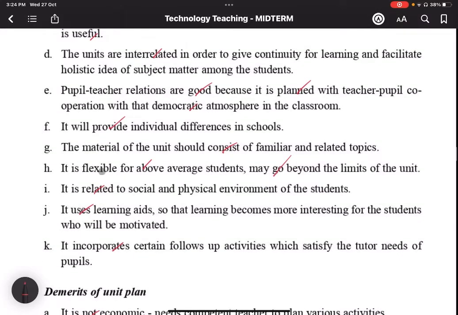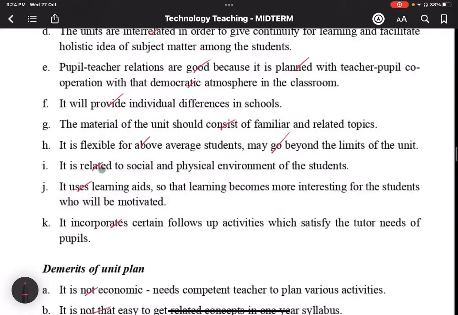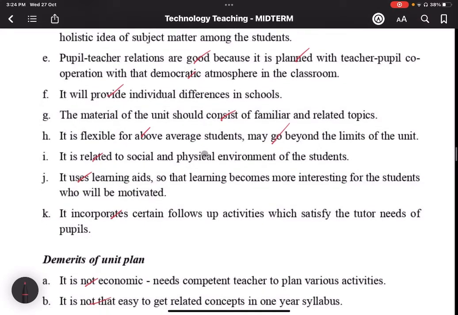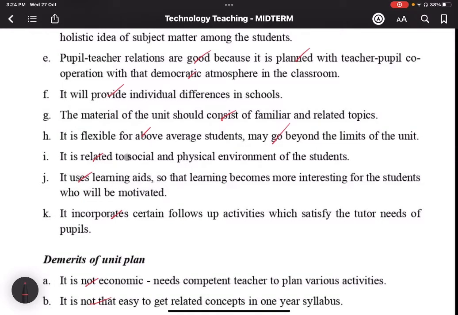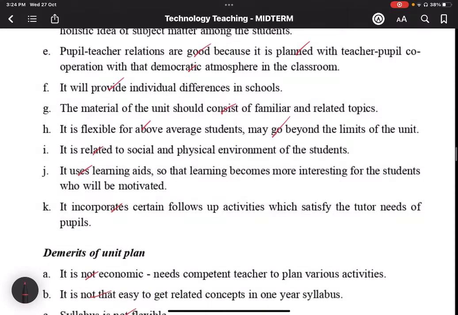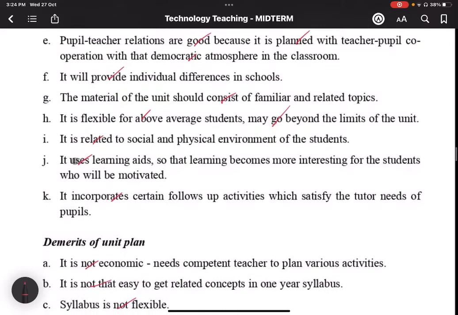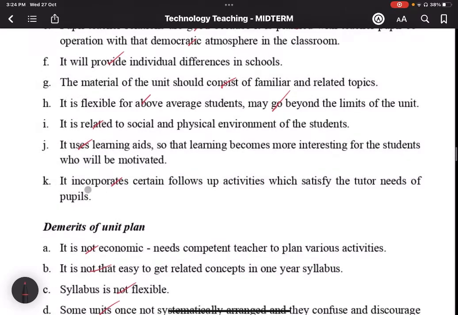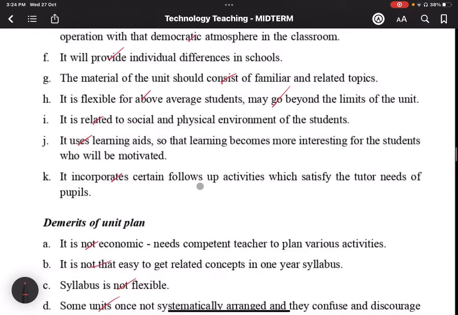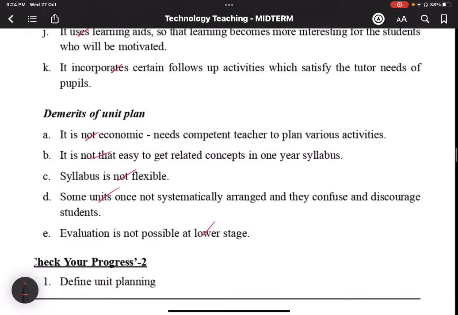Should be flexible, no? And it is related to social and physical environment of the students kasi na-taken into account mo lahat ng factors, na plano mo lahat. So, yan, it will be related, no, to your environment. Uses learning aids properly and incorporates certain follow-up activities or evaluation.